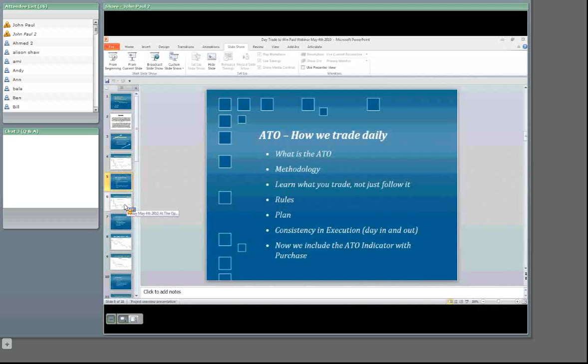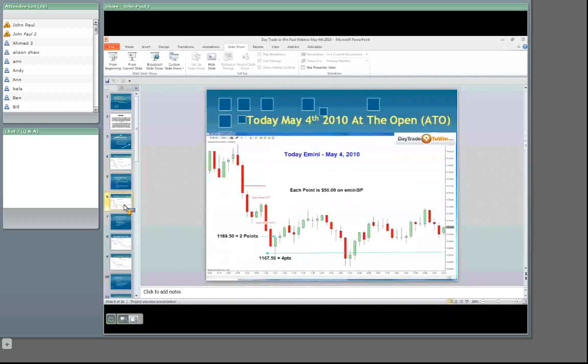All right, guys? As you see, today is the mini. It's my market of choice, although it's been trading very, very slow lately. I've been looking at currencies to trade the ATO, and it works very, very well. I have a chart to show you next. But we're taking just the E-mini today on the at-the-open method.